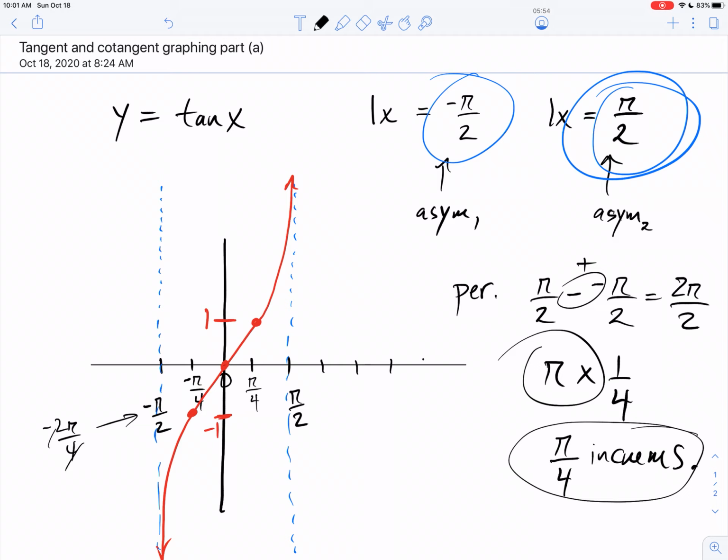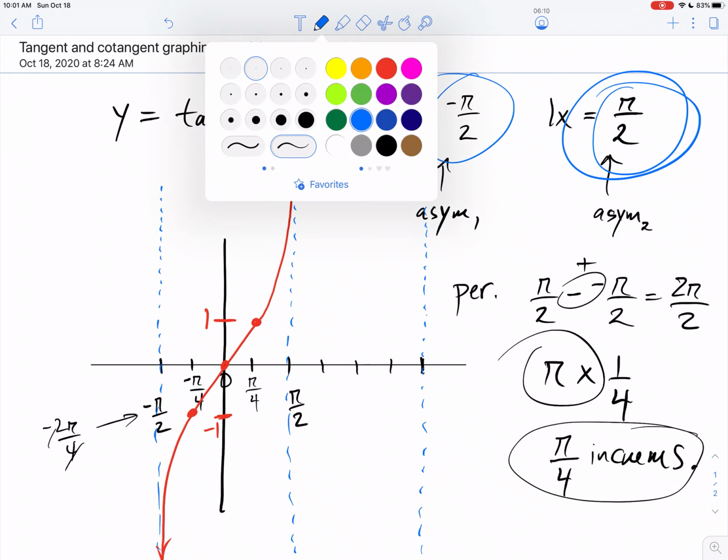I would have another asymptote here. So I'm gonna grab my blue pen, I'm gonna draw that in. Because every time I sketch a tangent, it is always easiest to sketch one perfect period of it and then go back and extend it.